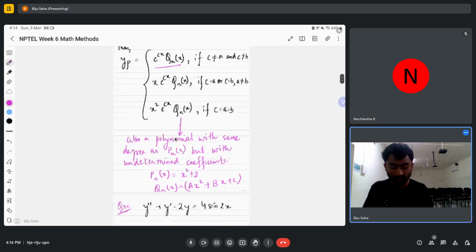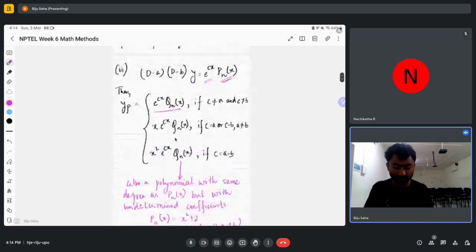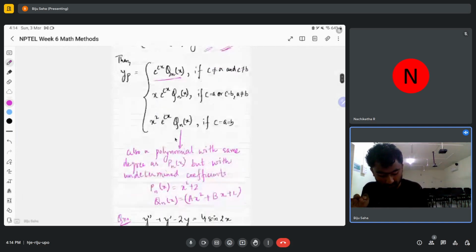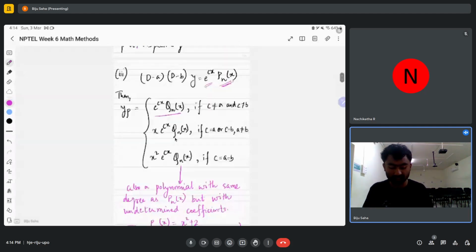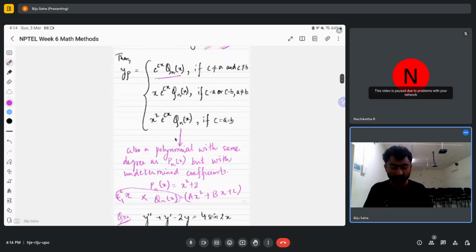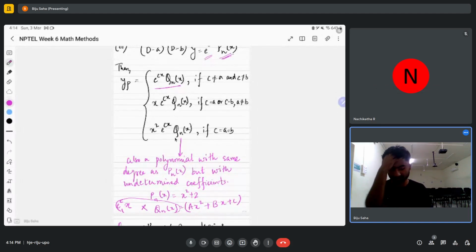And then what you do is you substitute both of them here. You substitute e to the power cx into Qnx in this particular differential equation and try to find the values of these arbitrary constants a, b and c. You'll be able to recover the value of one constant and the other two will remain undetermined, because it's a second order differential equation.